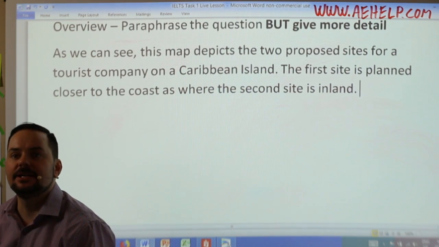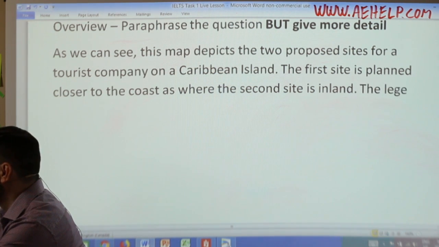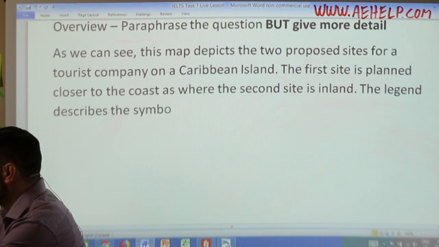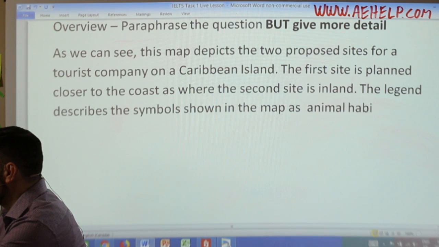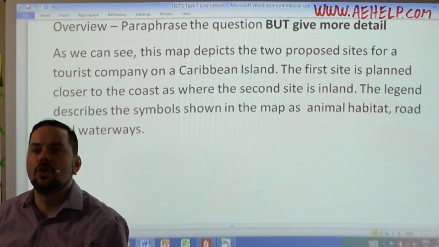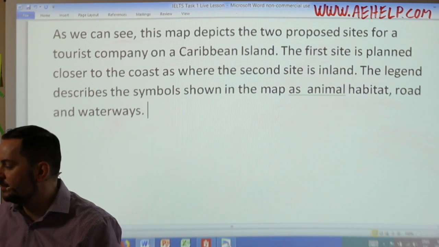And then I can say a little bit about the legend. The legend describes the symbols shown in the map as animal habitat, road and waterways. Okay? So this is enough for the overview.